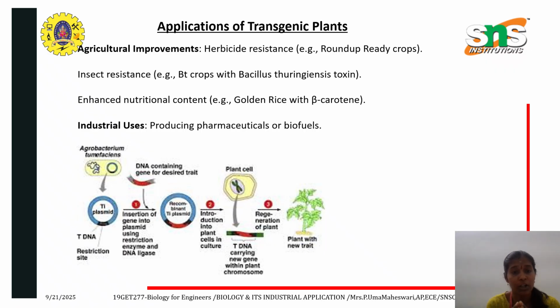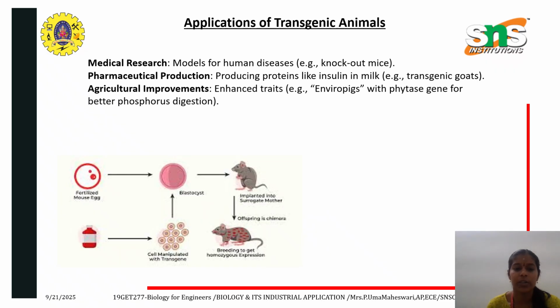Small particles of gold or tungsten coated with the foreign DNA are shot into plant tissues and cells at high speed using a device called a gene gun. The application: this method is versatile and can be used for plants that are difficult to transform, such as wheat. Electroporation uses an electric current to create temporary pores in the plant cell membrane, allowing the DNA to enter. So these are the methods we have seen so far. In medical research, the applications include models of human diseases, like knockout mice.